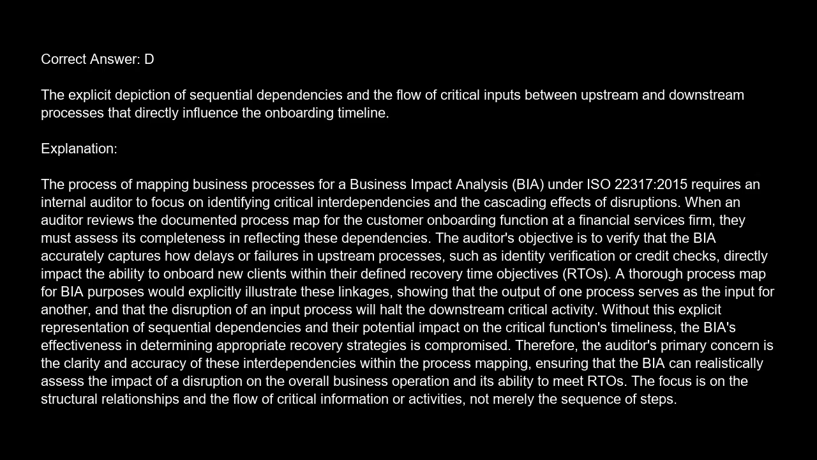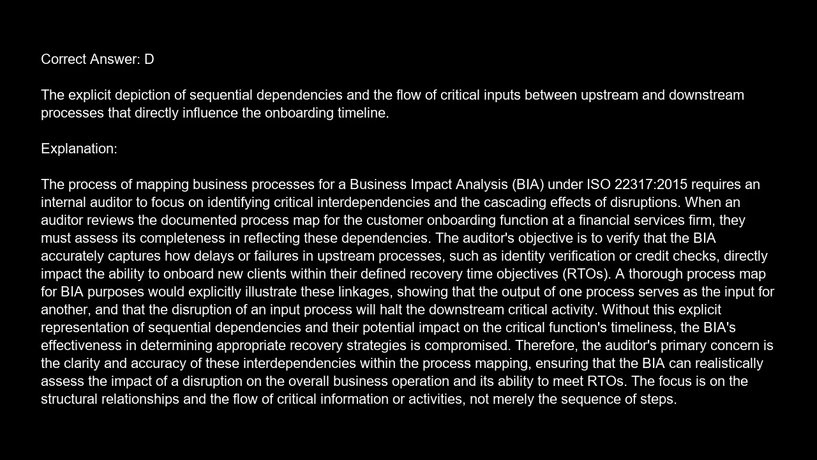The correct answer is D. The explicit depiction of sequential dependencies and the flow of critical inputs between upstream and downstream processes that directly influence the onboarding timeline. Explanation. The process of mapping business processes for a business impact analysis, BIA, under ISO 22317, 2015 requires an internal auditor to focus on identifying critical interdependencies and the cascading effects of disruptions.